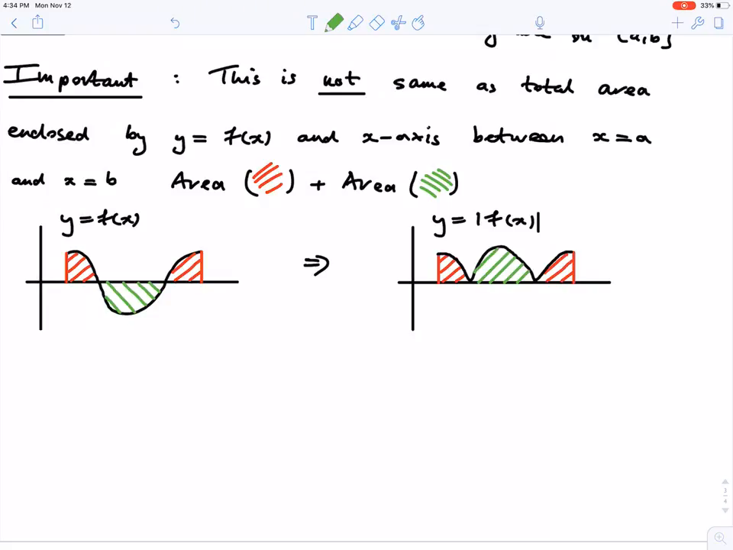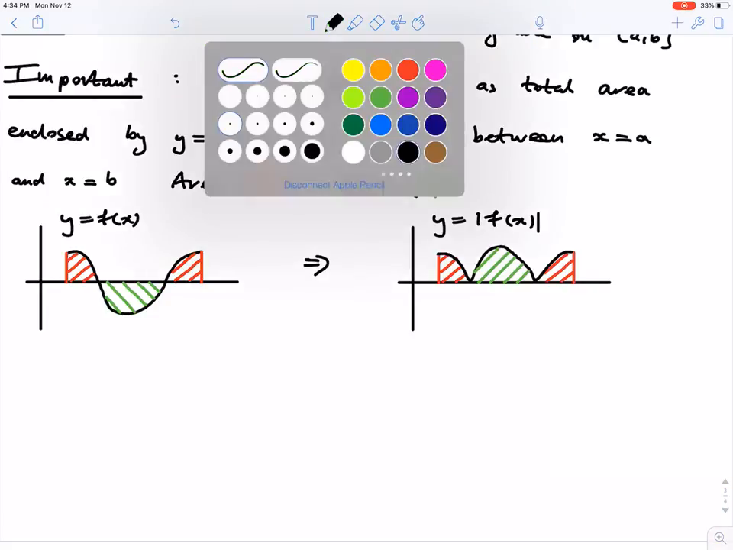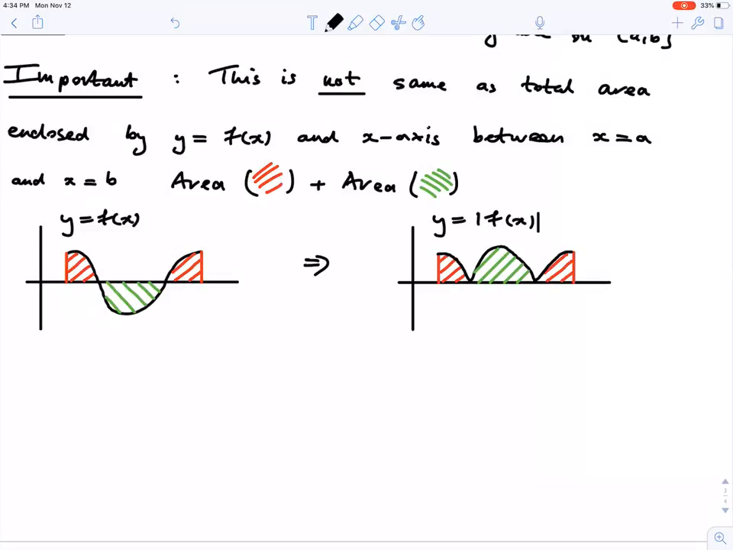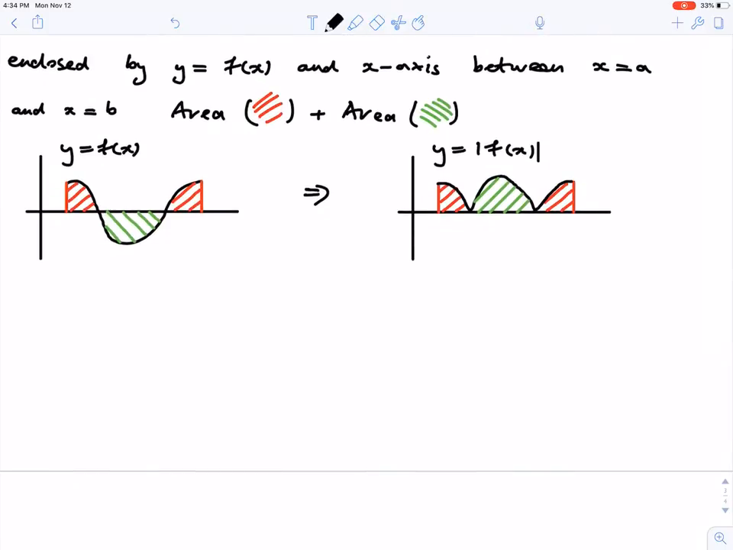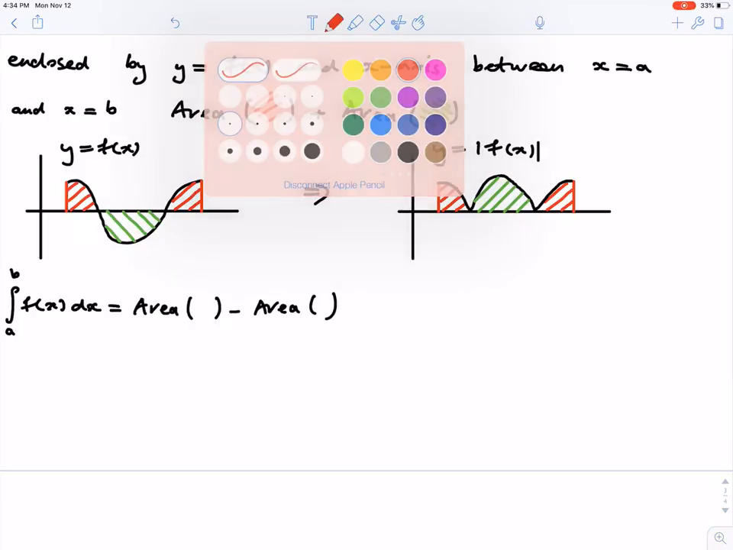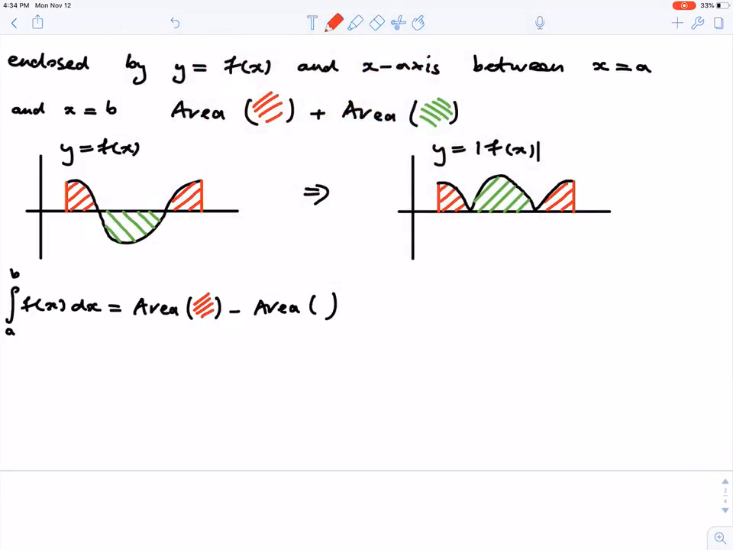Okay, so now if I was to take the definite integral of the absolute value, it's going to count the green positively. So first of all, the integral from a to b of f of x dx, just as above, is the area, where am I? It's the red minus the green.